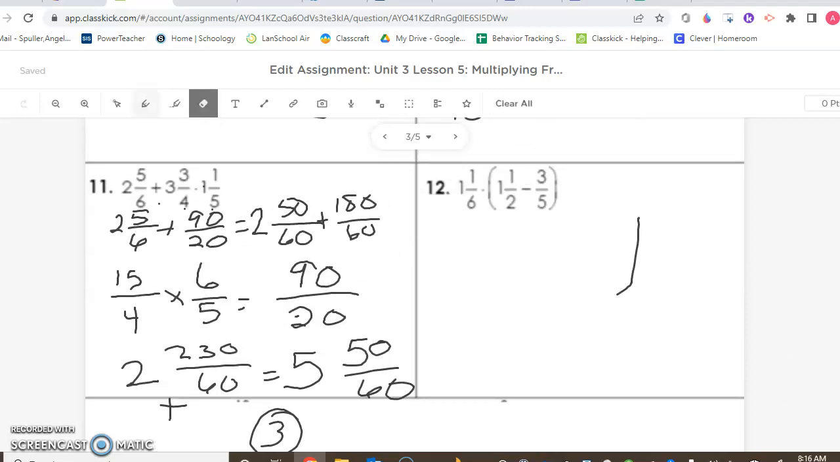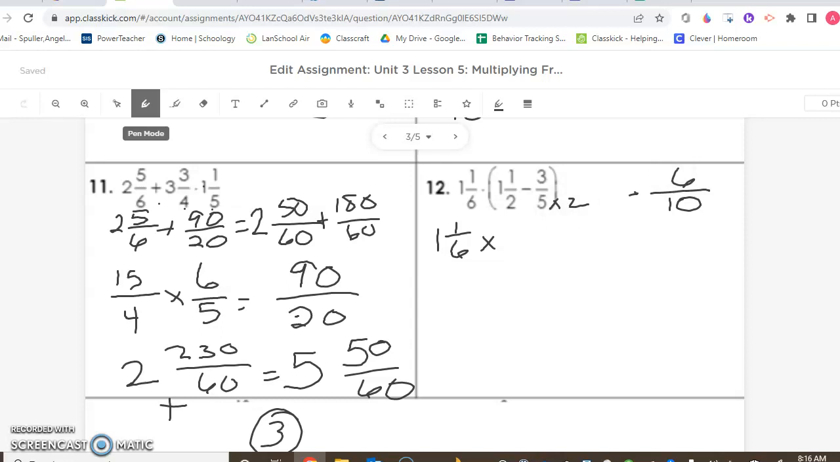Okay? All right, looking at this one, we have parentheses first, so we have to subtract this one first. So we have 1 and 1/6 times, but we got to get these into common denominators. If I turn 3/5 into, multiplying it by 2, I get 6/10 minus, well, if I turn this into 2 times 1 plus, this would be 3/2. If I multiply those both by 5, I get 15 over 10.